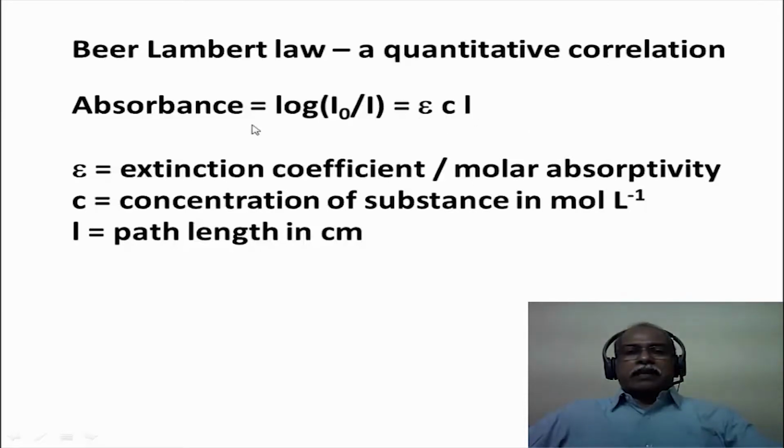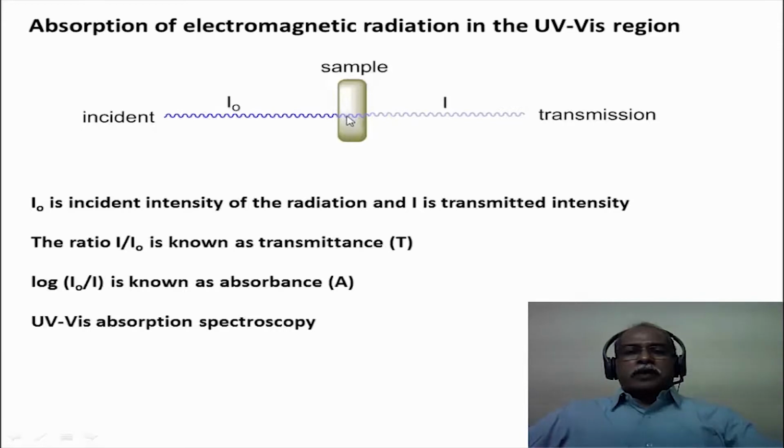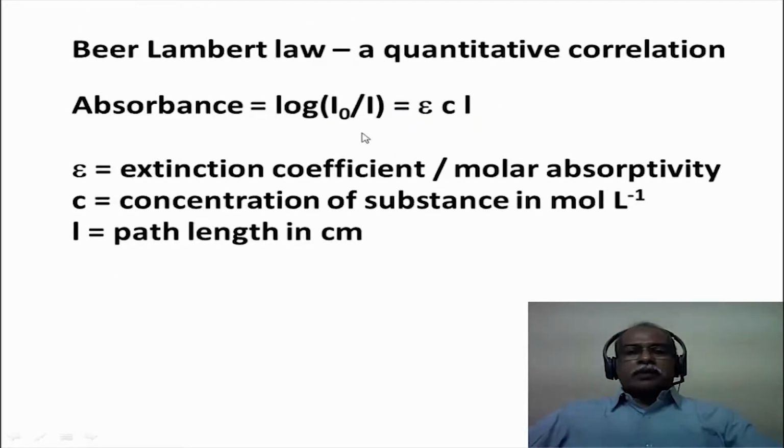In other words, when the light is passing through the sample, the amount of absorption that takes place of the incident light would depend upon how many molecules it encounters during the path length, let us say L. So the absorbance is directly proportional to the concentration times the path length. The longer the path length, the more molecules the beam of light will encounter and more absorbance will take place. Now the proportionality constant epsilon is known as the extinction coefficient or the molar absorptivity. C is the concentration of the substance expressed in moles per liter, and L is the path length of the cell or the path length of the sample expressed in centimeters.